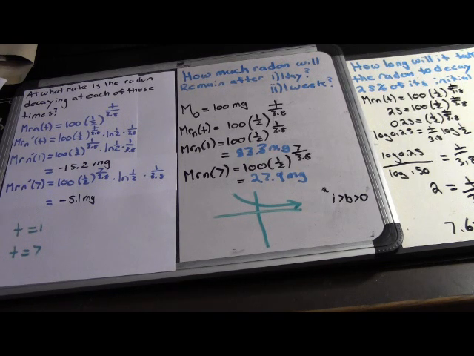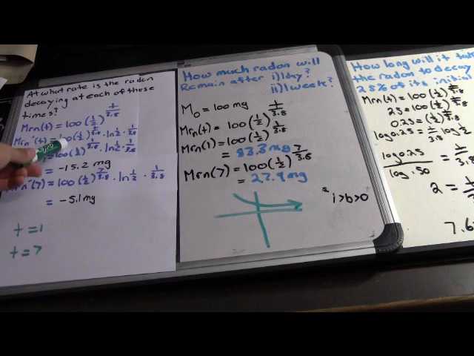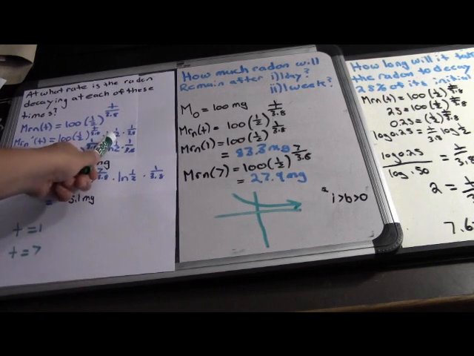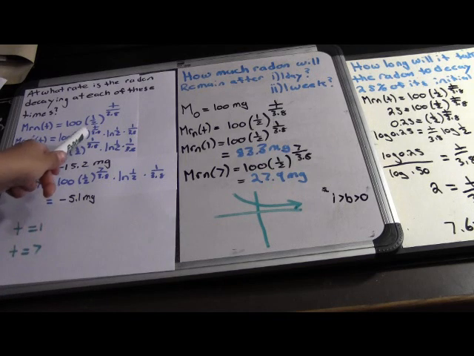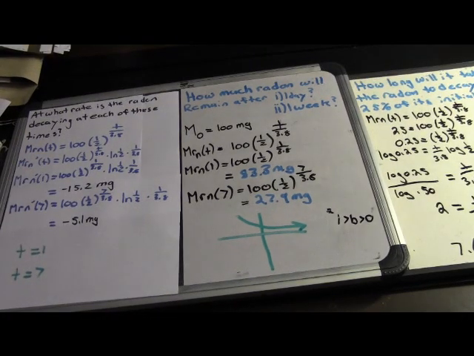So at what rate is the radon decaying at each of these times? The times are referring to t equals 1 and t equals 7 from part A, so t being 1 day and t being 7 days. First of all we have our equation, m Rn of t is equal to 100 times a half to the exponent t over 3.8. So now we solve for our derivative. Our derivative in this case is 100 times a half to the exponent t over 3.8, times ln of a half, because a half is our base value, times 1 over 3.8, because the exponent is t over 3.8. So we multiply it by 1 over 3.8.